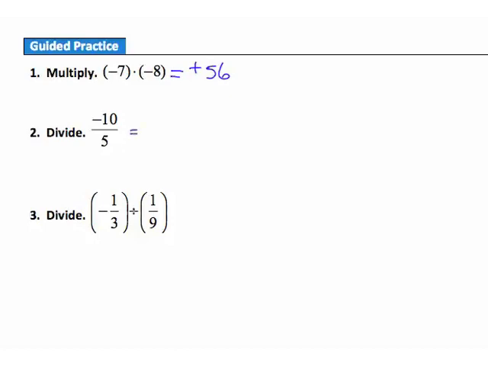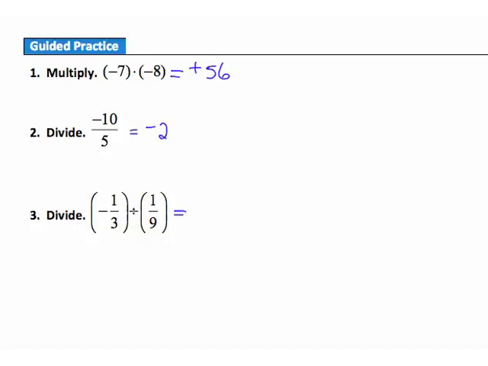Question 2. We're asked to divide a negative 10 divided by a positive 5. Let's start with a sign. These signs are opposites. One is negative, one is positive. That's going to give us a negative answer. Now let's go to the division. 10 divided by 5 is 2, so we get an answer of negative 2.